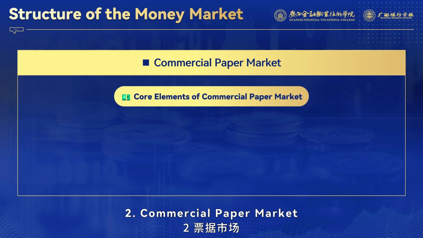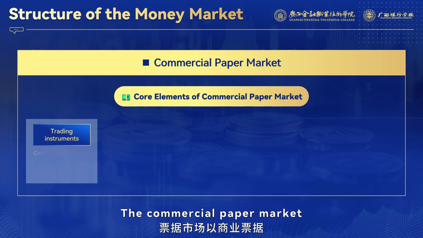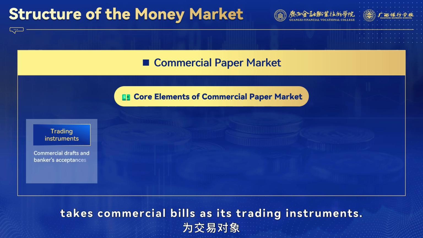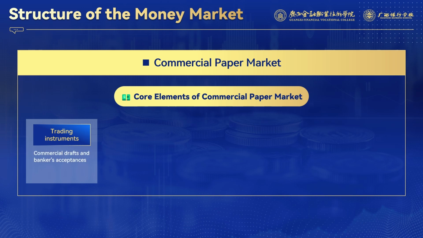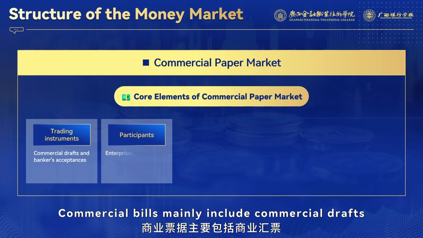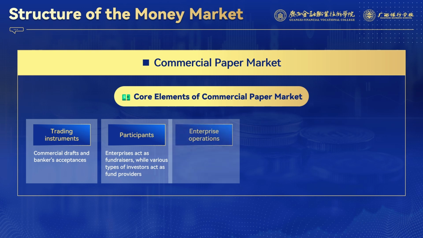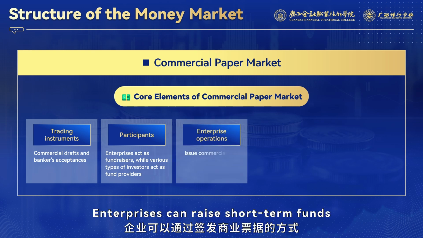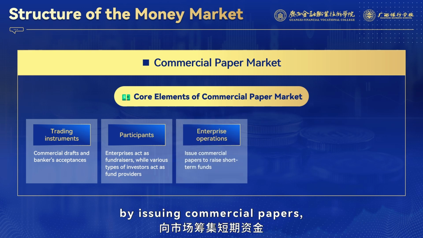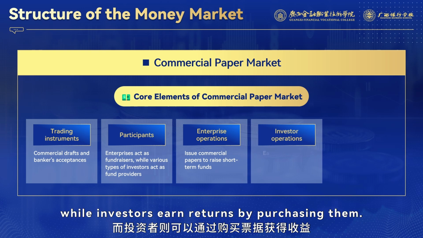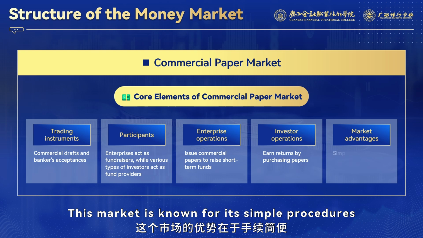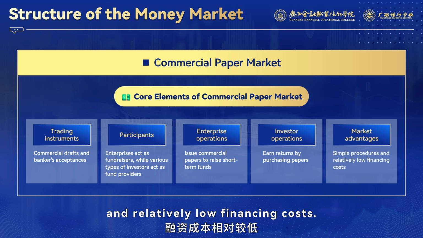2. Commercial paper market. The commercial paper market takes commercial bills as its trading instruments. Commercial bills mainly include commercial drafts and bankers' acceptances. Enterprises can raise short-term funds by issuing commercial papers, while investors earn returns by purchasing them. This market is known for its simple procedures and relatively low financing costs.